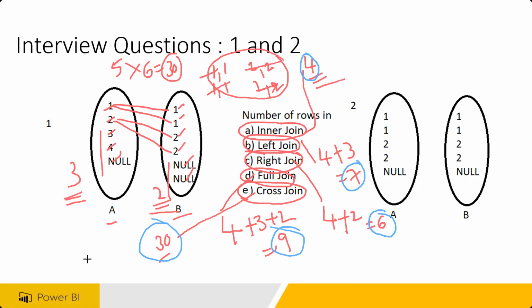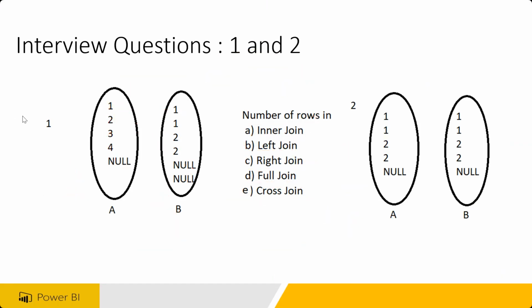Can you just explain one more time? If a null value is there, then how to match? Null will not be matched, right? So null does not match. Only 1 and 1 is getting matched, this 1 and 1. 2 and 2 and 2 and 2 will be unmatched data. That is what I told you, right?